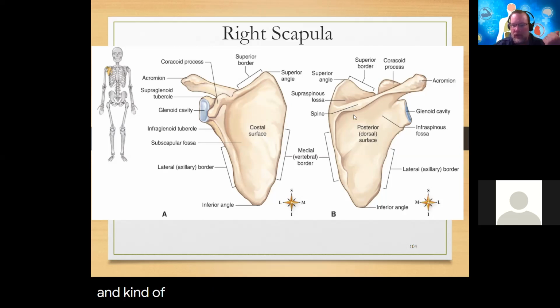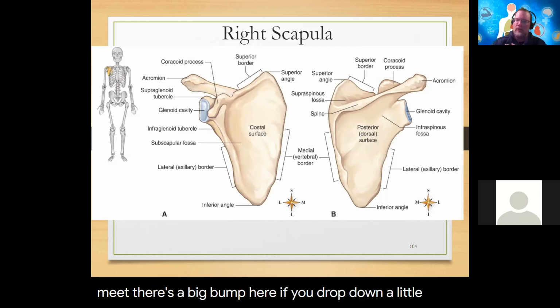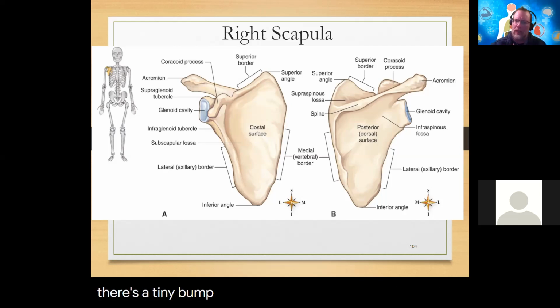back of the scapula. So anyway, we've got the acromion, we've got what's called a coracoid process. You can palpate that. It's kind of a sensitive little bump right underneath where the clavicle and scapula meet. There's a big bump here. If you drop down a little bit, there's a tiny bump right in there. It's a little bit sensitive maybe. Okay, that's part of the scapula. That's this bump right here called the coracoid process.